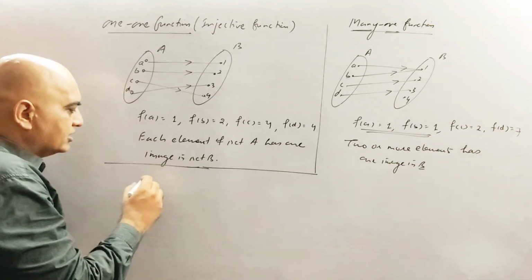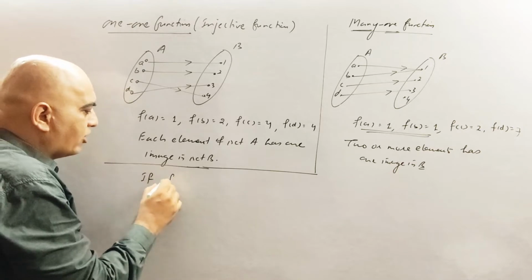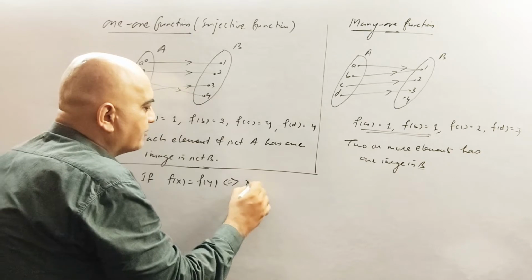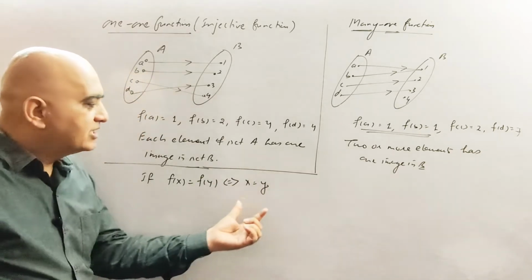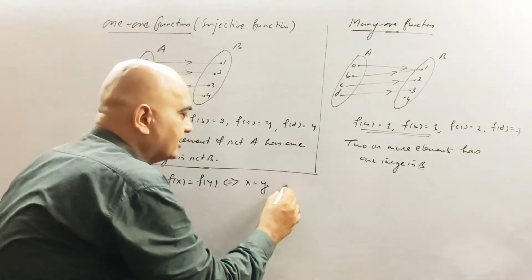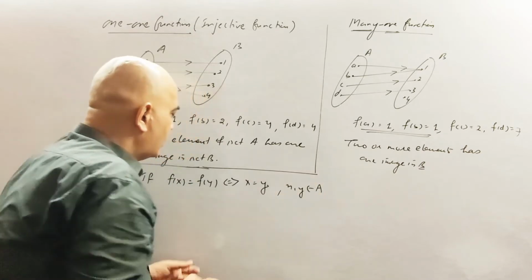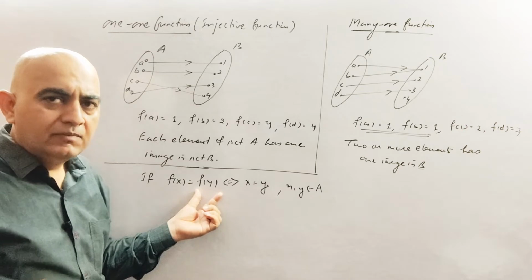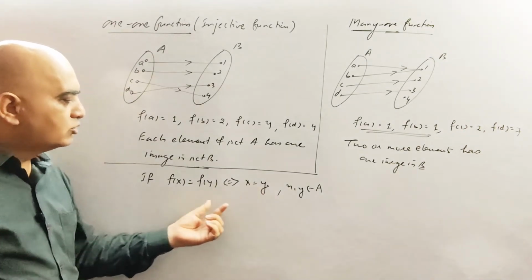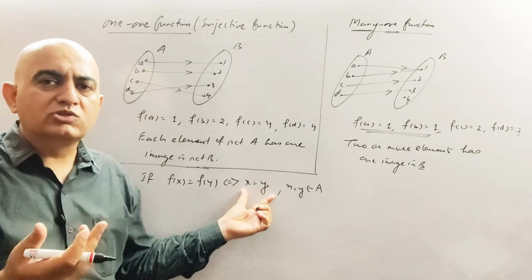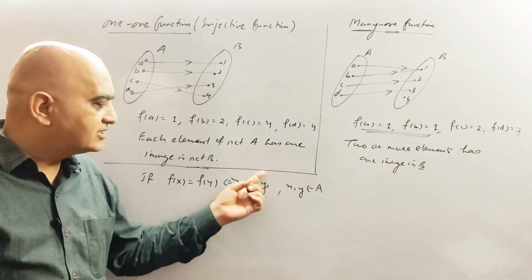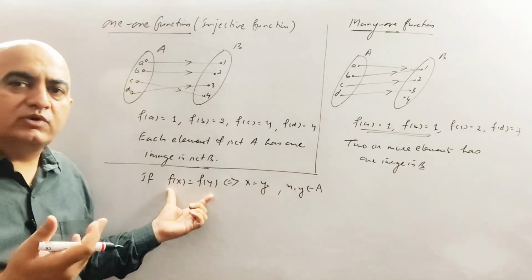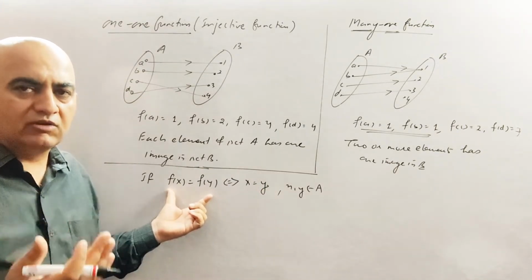For that, what will we do? We take: if f of x is equal to f of y, it implies x is equal to y. Basically, x and y are the elements of set A, and f of x and f of y are the image elements which are given in the set B. So whenever you substitute two elements, whether x is equal to y or not, then the value of f of x should be equal to f of y or f of x is not equal to f of y.